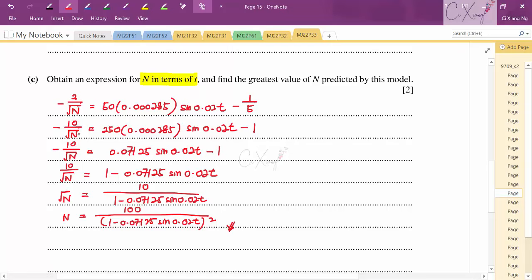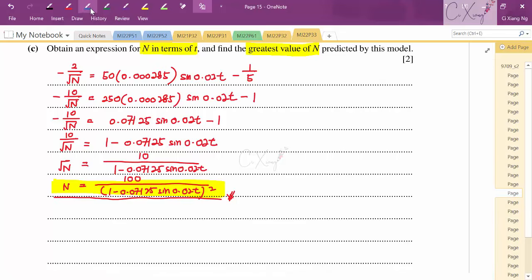Okay, so basically this is what we have for our equation n in terms of t. Alright, then after that, we want to find the greatest value of n predicted by this model. Okay, to get the greatest value of n, basically we need to focus on this term where I'm having sine 0.02t. Okay, to get the greatest value of n, this denominator must be as small as possible.